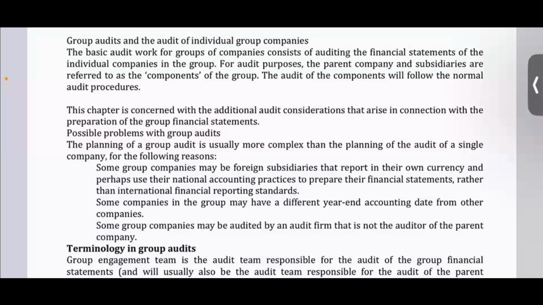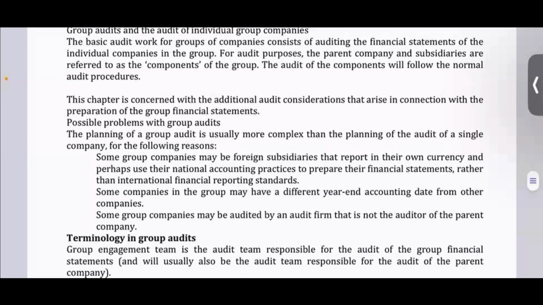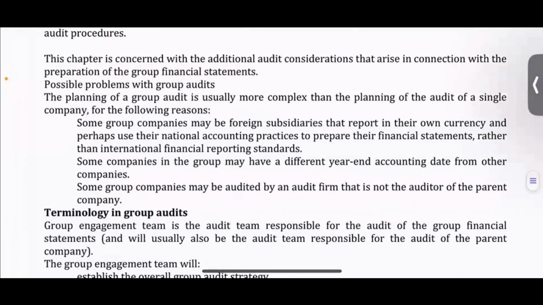So when you have a group auditor, that person is responsible for auditing the separate individual components of that group. For audit purposes, the parent company and subsidiaries are referred to as components of the group. Of course, if you are called the group auditor, it just means you are responsible for the parent company as well as the subsidiaries. This chapter is also concerned with the additional audit considerations that arise in connection with the preparation of the group financial statements.